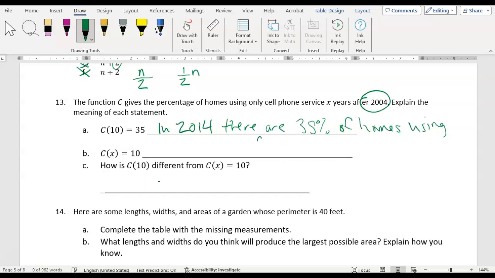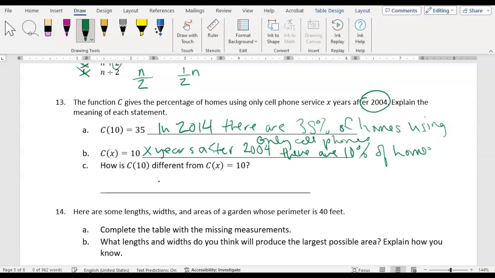using only cell phones. C of x is x years after 2004, there are 10% of homes using only cell phones.